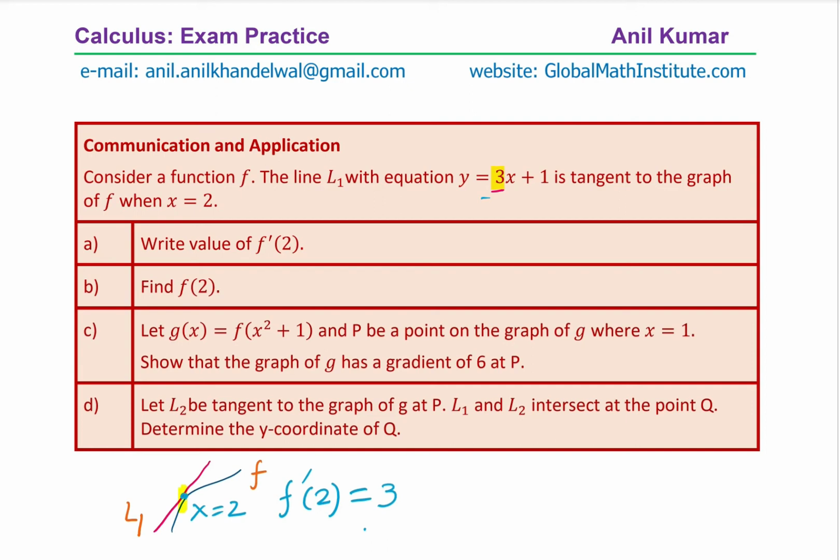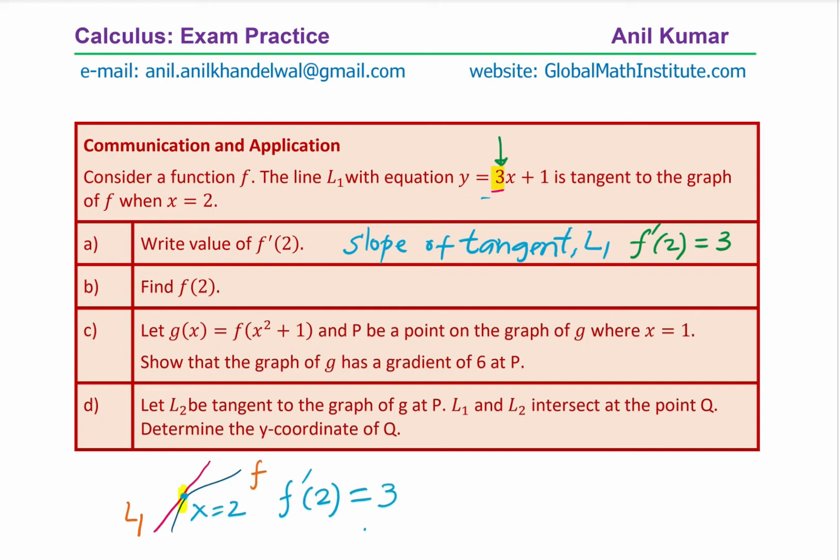So part A is write the value of f prime 2. We just figured out that it is equal to the slope of the tangent line L1, correct? And therefore, we can write the answer: f prime 2 is equal to 3. Is that clear to you? So that becomes the answer for this particular question.